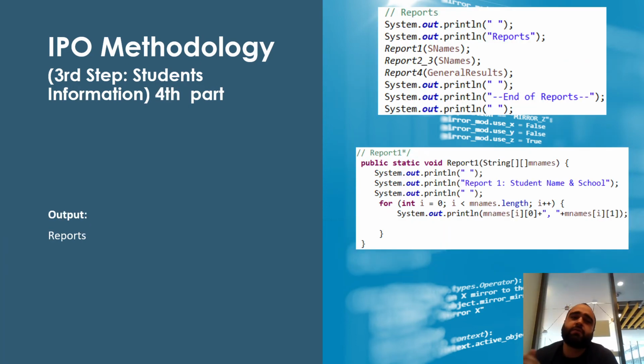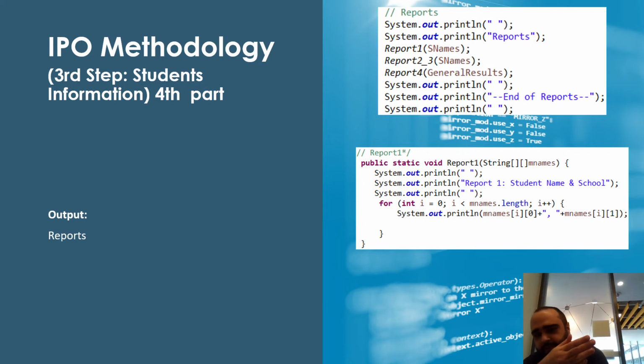So here we'll be going over how our program generates the reports. The first picture up top you can see is the main method, and here it outlines the 4 reports that are being used. 3 of them will be called the S names, and the last one is the general report, which will have the general information. So report 1 will be taking 2 columns in a double array.